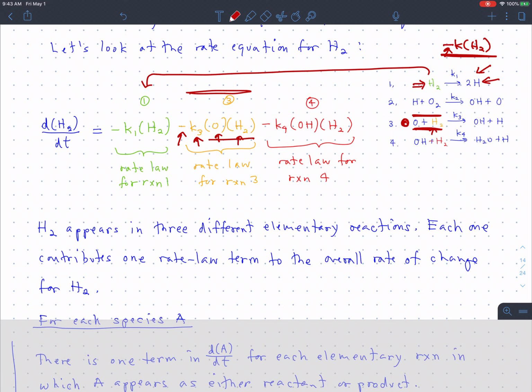And then finally for reaction 4 down here, the third contribution, again, H2 is a reactant, so there's a minus sign, the rate constant for reaction 4, and then the two species, OH and H2, complete the rate law.